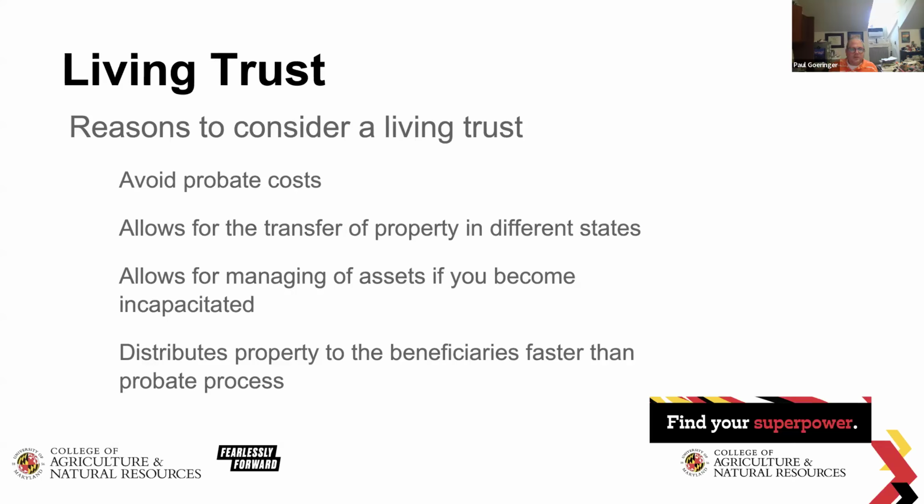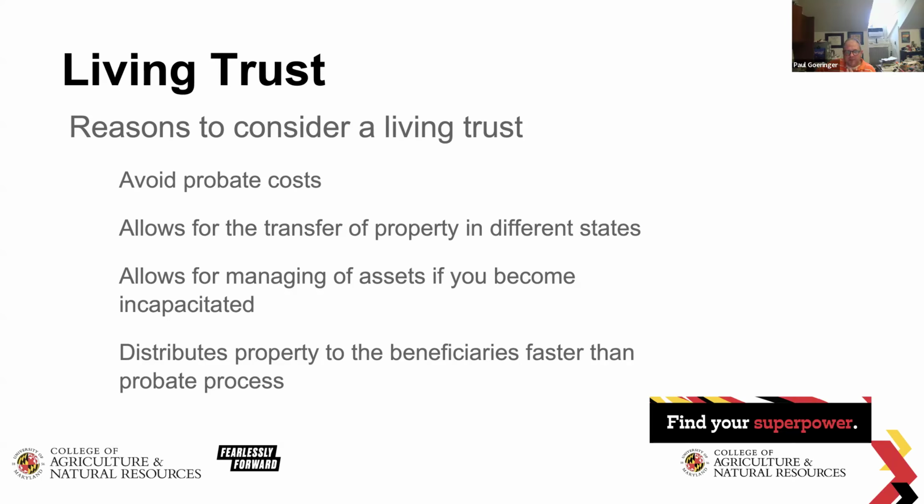Why do we want to do this? Well, in a lot of cases it's going to avoid probate costs. Probate costs are a percent of the estate, so we take into account all of the property that's going to have to go through probate, outside the property that doesn't go through probate, and we come up with a percent of that. It's going to be used to pay the court and the attorneys for that. If we have property in multiple states, it's going to be an easy way to transfer property so we don't have to go through probate in multiple states.